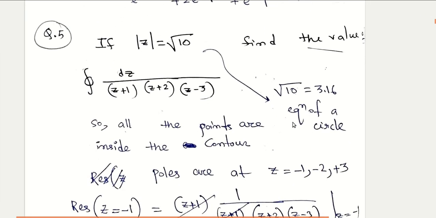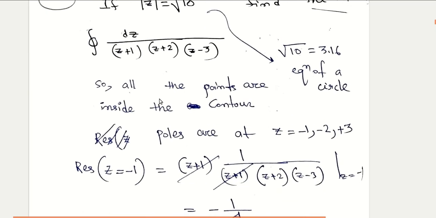The next question was: if mod z is equal to root over 10, find the value of this integration, dz by (z plus 1)(z plus 2)(z minus 3). As you can see, there are three simple poles: z equal to minus 1, z equal to minus 2, and z equal to 3, and root 10 is almost 3.16, so all of them will be inside the contour. So you need to find the residue corresponding to all of them.